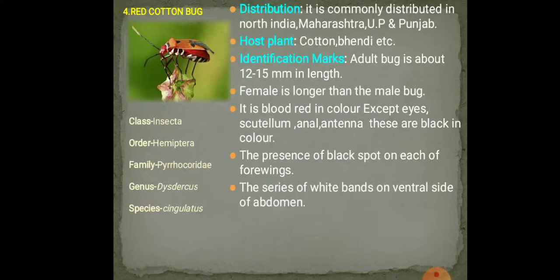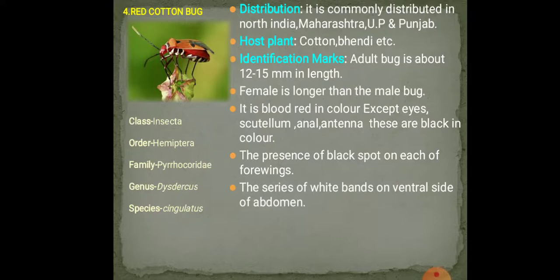Distribution. It is commonly distributed in North India, Maharashtra, UP and Punjab. The host plants are cotton and bhendi. Identification mark of this bug: the adult bug is about 12 to 15 mm in length. The female is longer than the male bug.